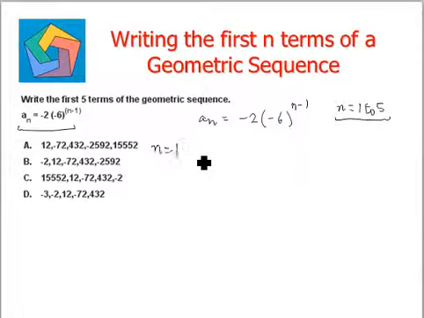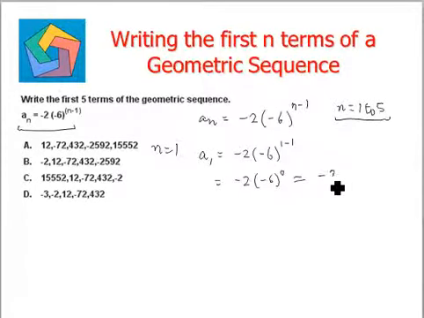This will give us the first term, a1 equals negative 2 times negative 6 to the power of 1 minus 1. This is equal to negative 2 times negative 6 to the power of 0. This is equal to negative 2 only, because anything to the power of 0 is 1, and 1 multiplied by negative 2 is negative 2. So this is our first term of the sequence.